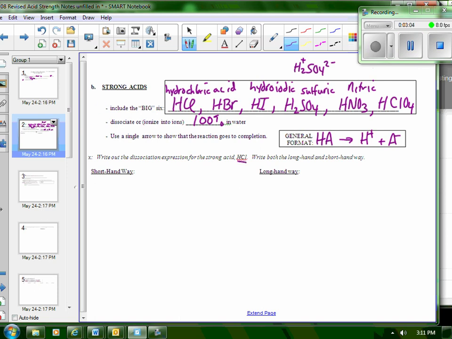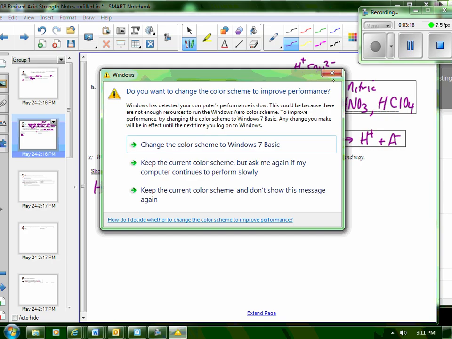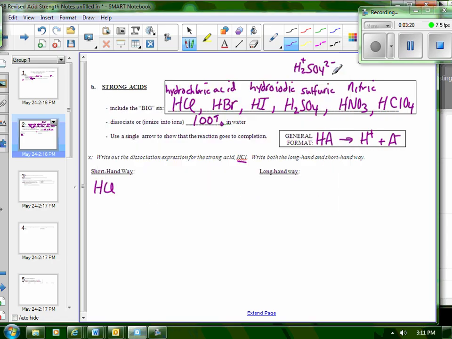So we're going to look at HCl. There's 2 different ways you can write it out, the shorthand way and the longhand way. This right here is more or less the shorthand way, which is just you taking HCl and breaking it up. If you were smart, you would pause the recording right now. You would stop the recording and try it yourself, and then check the answer. HCl breaks up into H plus and Cl minus.